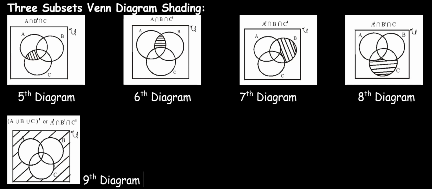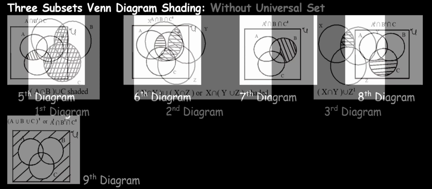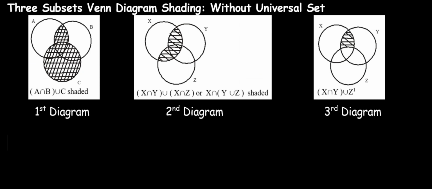Next, we have Venn diagram shading for three subsets without a universal set. Now, the first diagram here shows A intersection B, bracket open and close, union C, shaded. If you look at it very well, everything about C is shaded. Then A intersection B also is shaded.